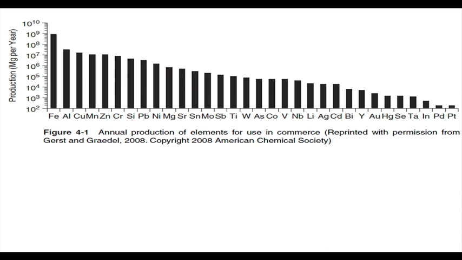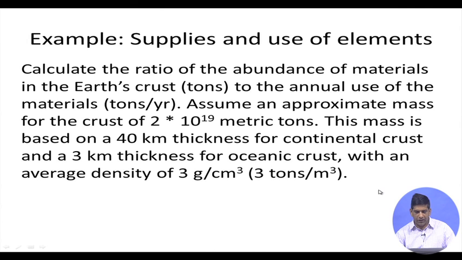Iron, aluminum, copper, manganese, we use them a lot because they are available in large amounts as well. But that's not always the case. In general, you see the annual production rate for use. In general, the more abundant, the more of that element we use. Gold is used less, silver is used more, as we can probably see over there. Then arsenic is over there. So based on their abundance, you see different elements present.